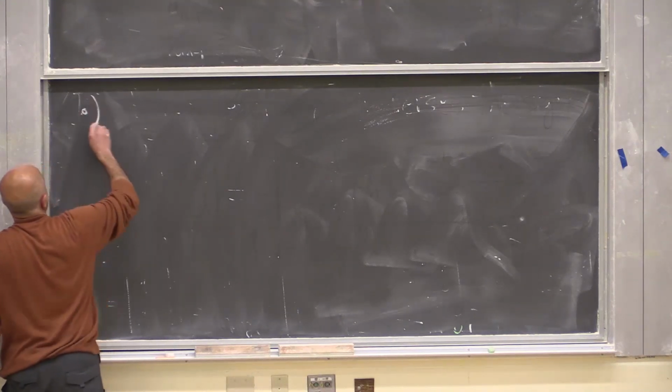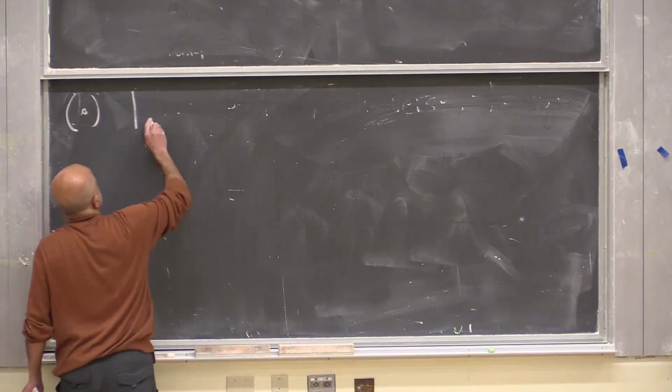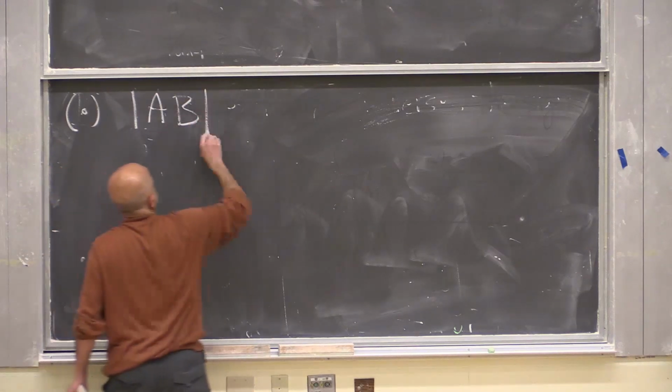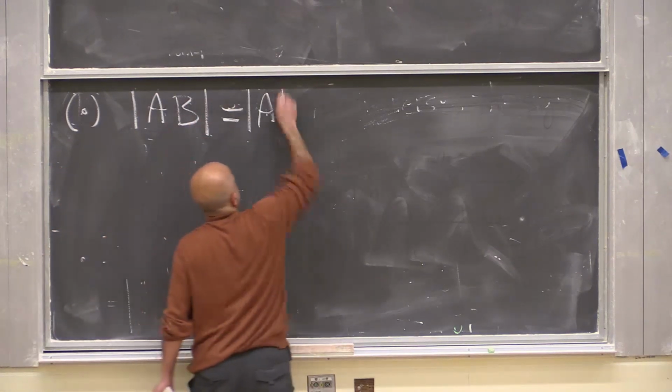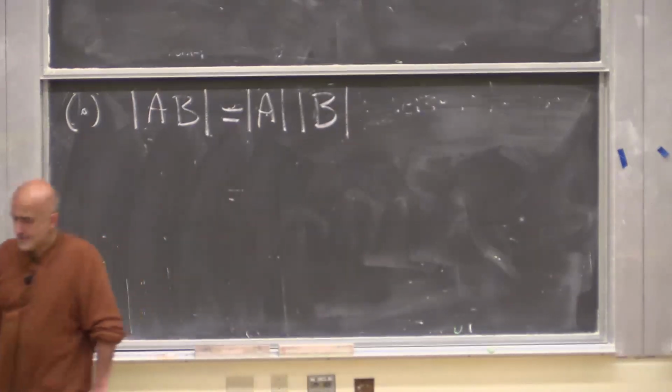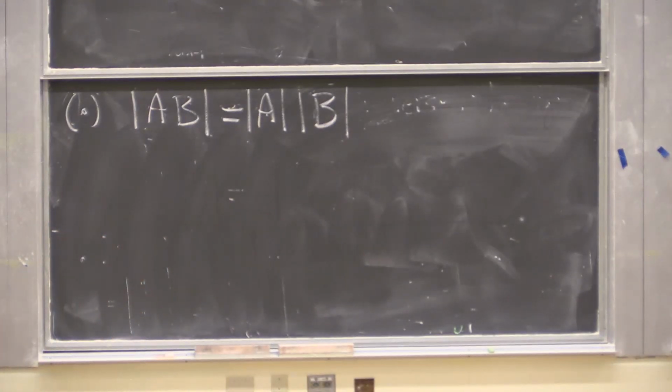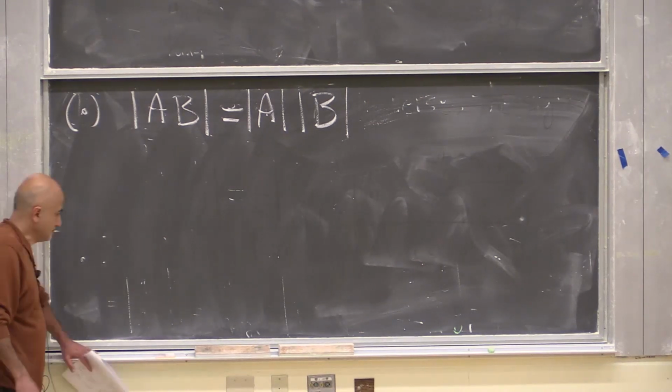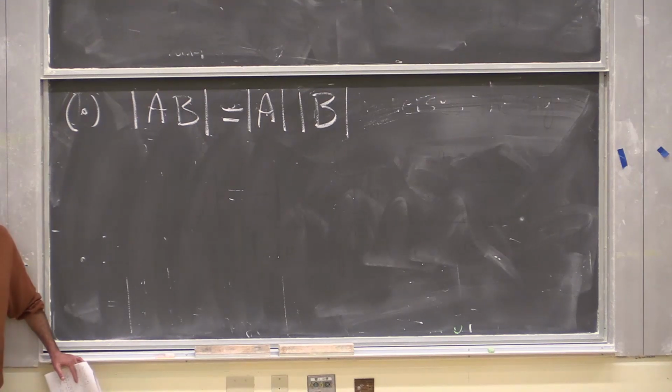Now this is a tricky one. The determinant of the product of two matrices is the product of the determinants. If you look at different books, they'll have different proofs. But I've only found one proof that's spiffy, and that's in Gil Strang's book.